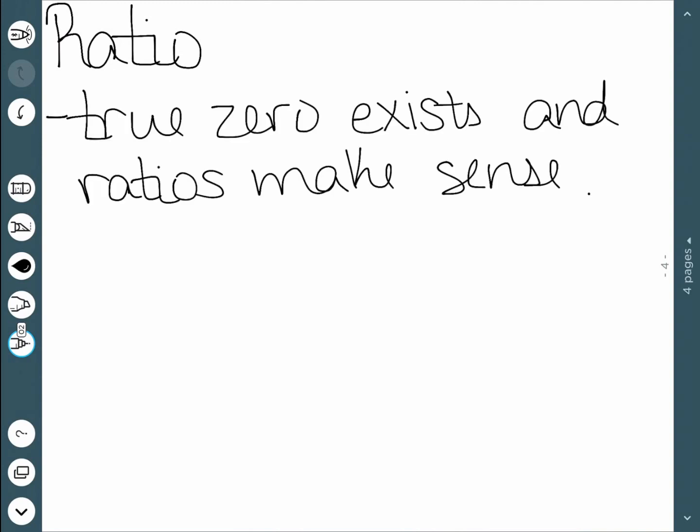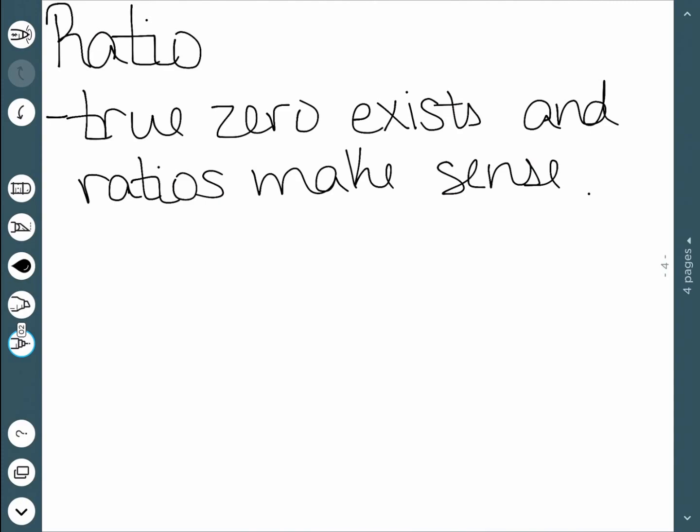Our final level of measurement is the ratio level. The ratio level has all the characteristics of interval level, however, we now have a true 0. And it's also called ratio because we can understand ratios. We can understand twice as much or 3 times as much. Some examples of this would be height, age, and length.